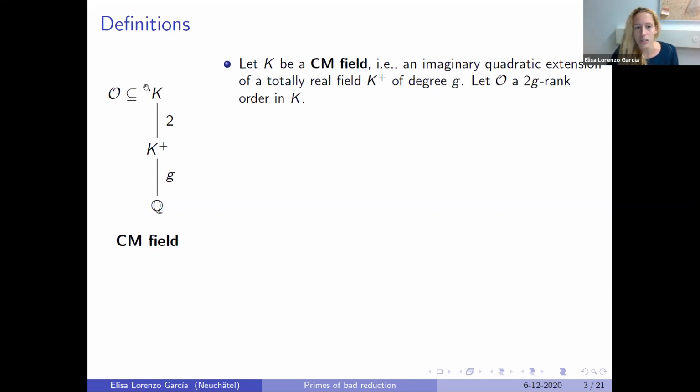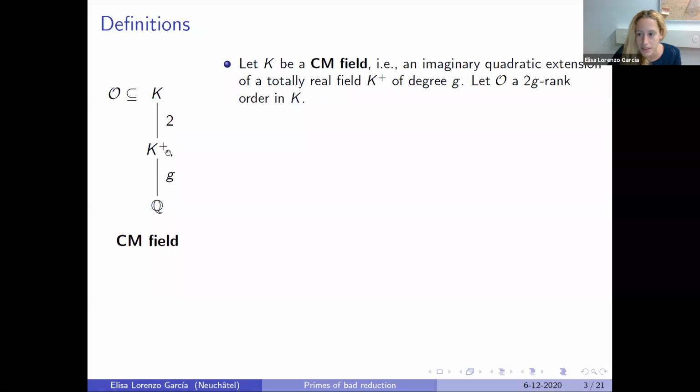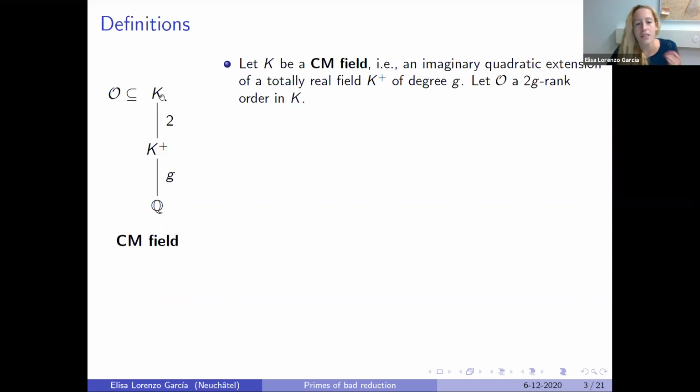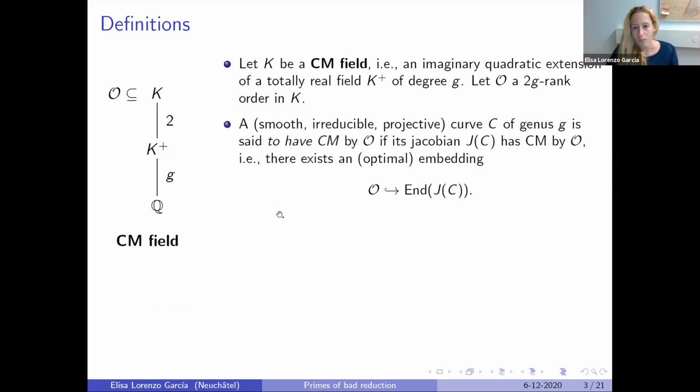And then, some notation I'm going to take to work in general with an order in this complex multiplication field. I think that with this tower of fields, we see what this is. Basically, first we take an extension of degree g, totally real. That means that all the embeddings of K plus into the complex numbers are actually into the reals. And then I get a quadratic imaginary extension. So this is a complex multiplication field.